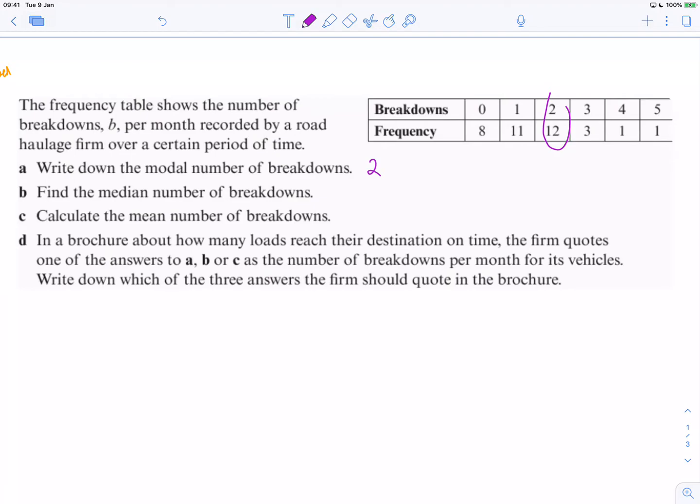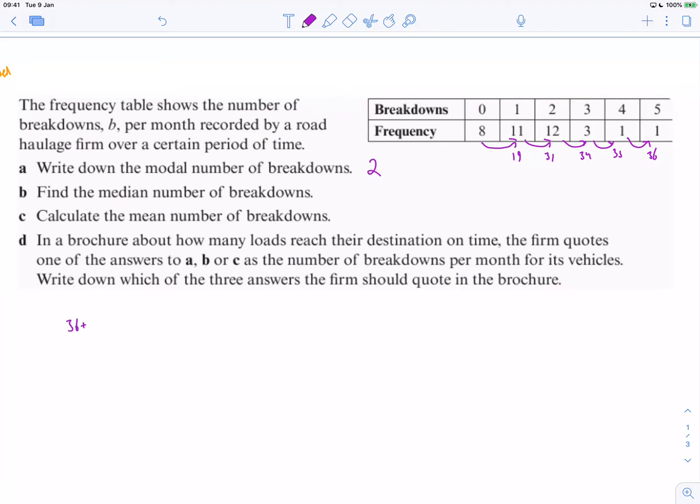Okay, find the median number of breakdowns. Right, so how many breakdowns have there been? Well, 8 plus 11 is 19. 11 plus 12, I believe, is 31. Plus 3 is 34. Plus 1 is 35. Plus 1 is 36. Well, we can do it in two ways.